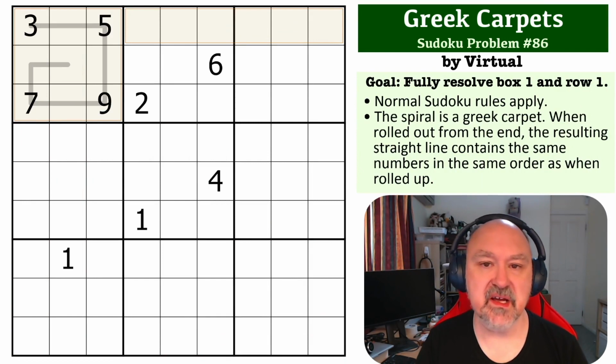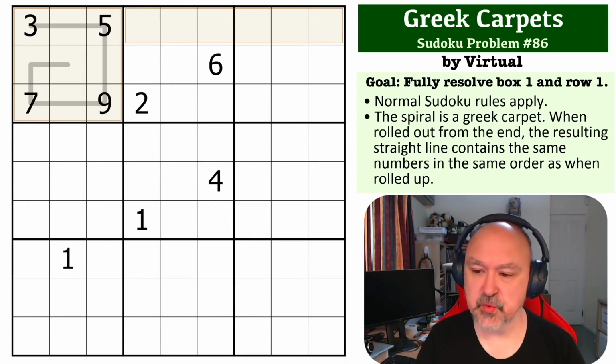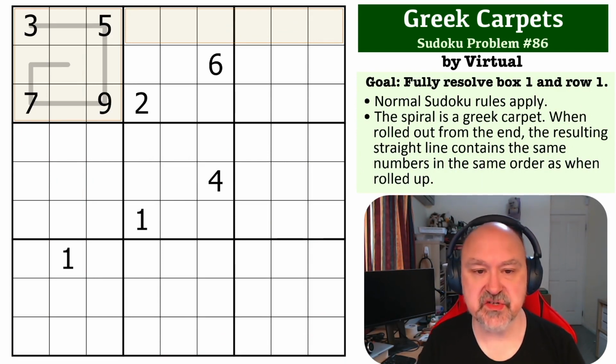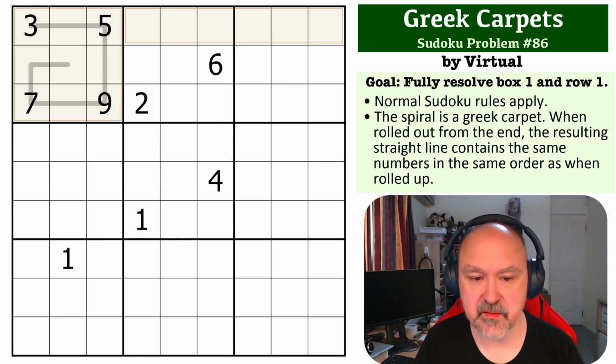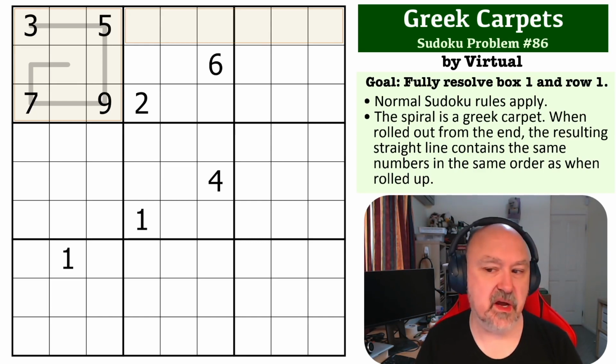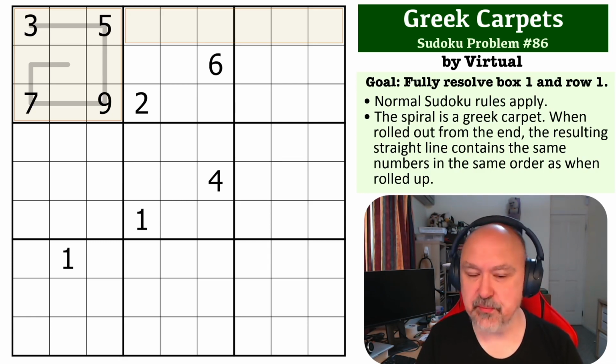This is a Greek carpet problem submitted by Virtual, and the goal of this one is to place all of the digits into box 1 and row 1, which are the highlighted boxes. Greek carpet isn't a rule set that you see very often, so this one might be new to some people, but this is an easy problem, so hopefully it's a good introduction.